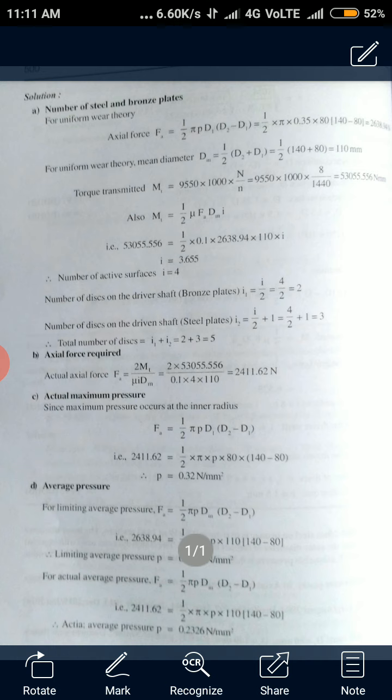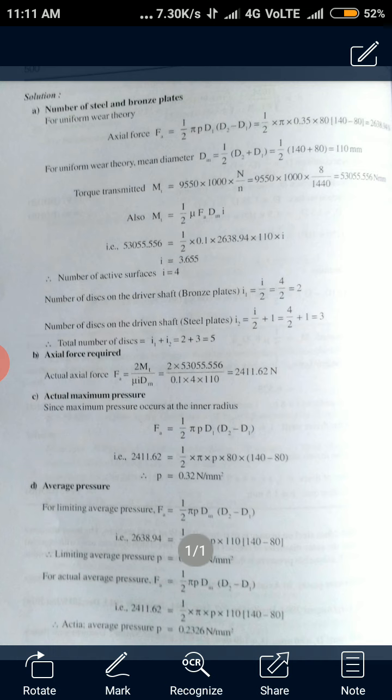Next, the axial force required based on the i value. So above, what we calculated was without considering the i value; below we'll calculate the axial force based on the i value. So axial force based on i: Fa equal to 2 Mt divided by mu i dm. Rewriting the equation Mt equal to 1 by 2 mu Fa dm i, we get Fa equal to 2 Mt by mu i dm. Substituting, we get 2411.62 Newton.